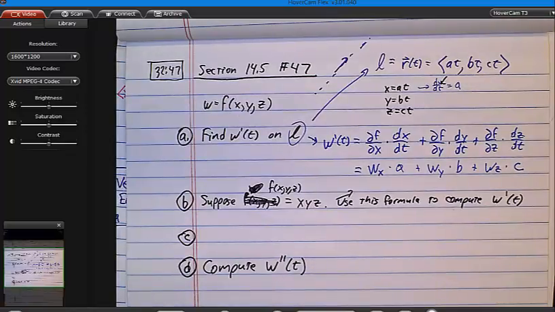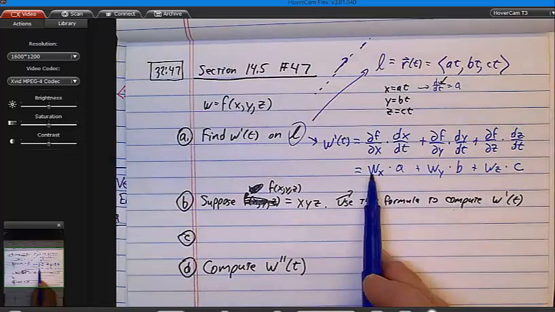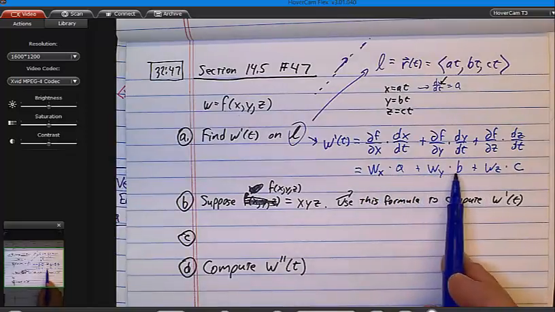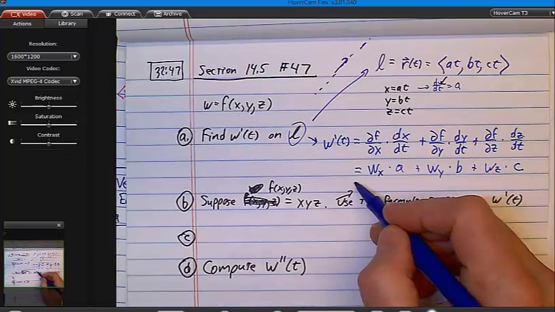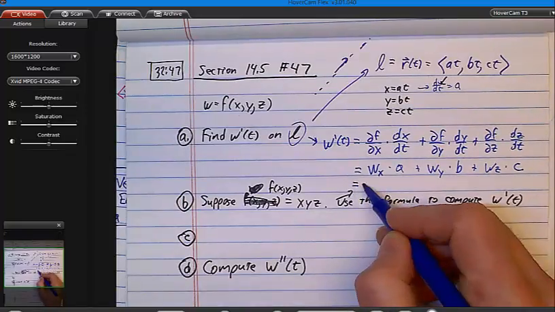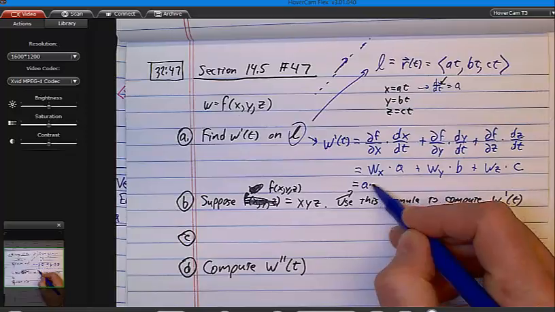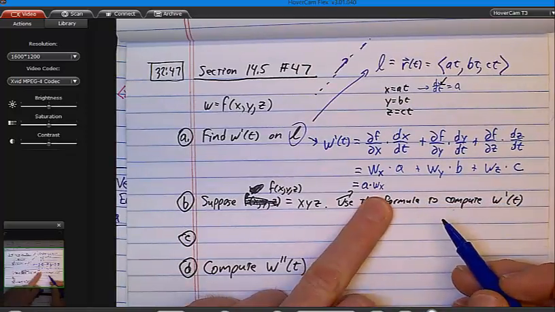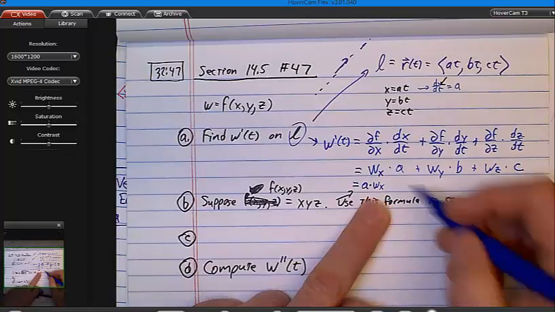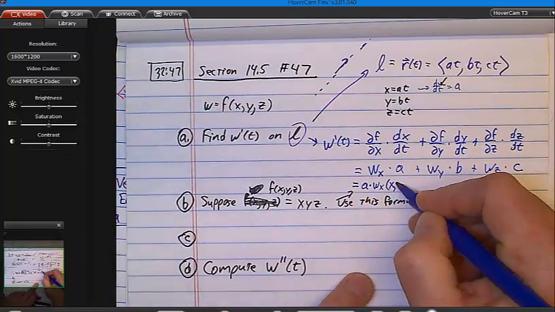Okay? Now what's weird about that is this. When you look at this formula here, Wx times A, Wy times B, and Wz times C. Okay? You know, another way I could write this, I could put the A in front. A times Wx. But understand, when I write that notation, that's a function of x, y, and z.